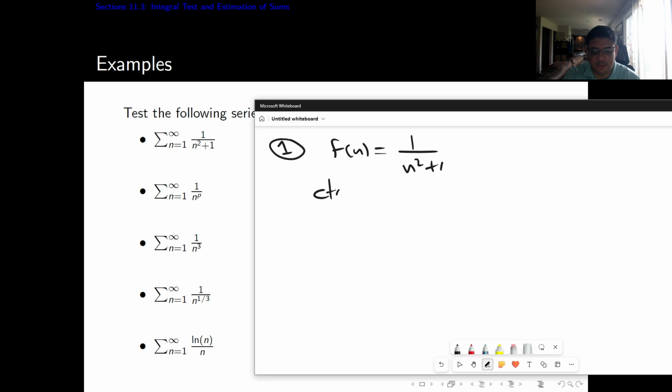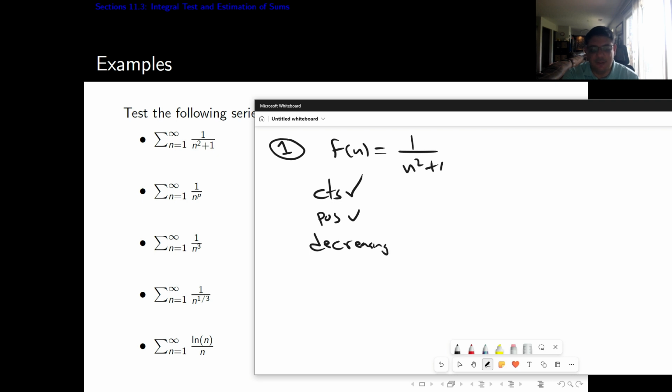Continuous: this is clearly continuous. Positive: this is clearly positive. It doesn't have negative values it can take. Below is a square, and a square plus 1 is positive; above is positive. The only thing that I might want to verify for f is that it is decreasing.